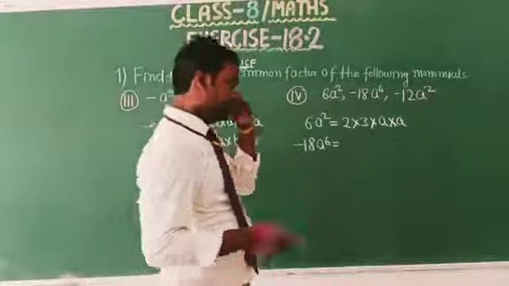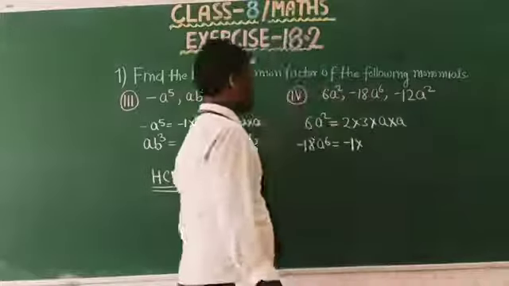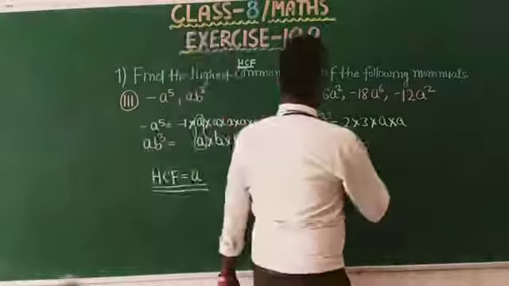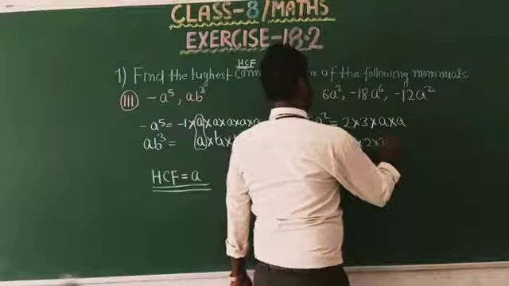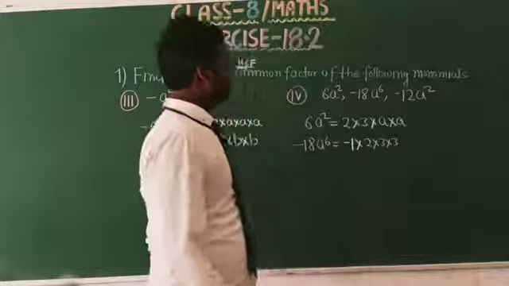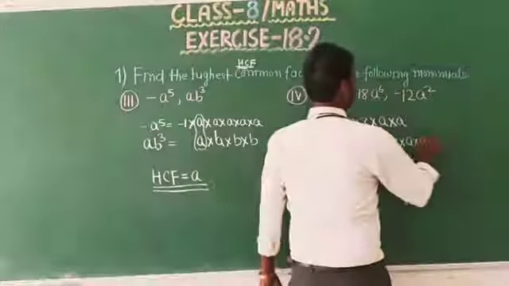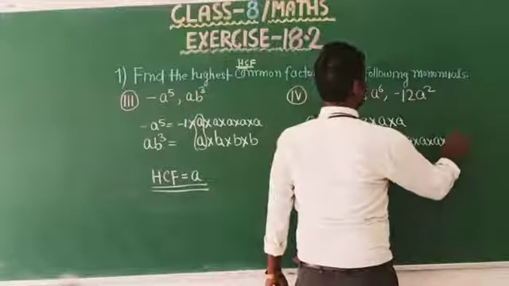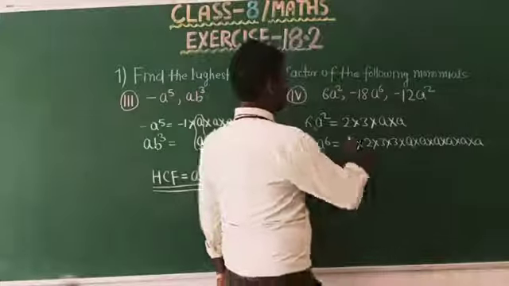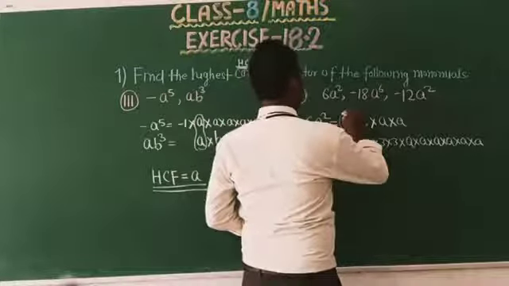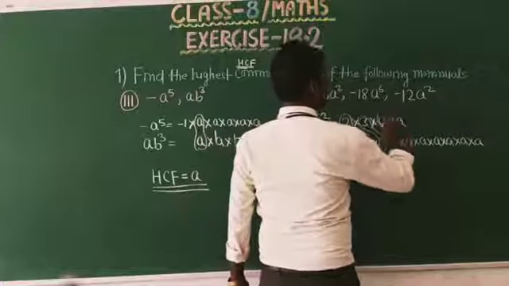Minus 18 a to the power 6 can be written as the product of minus 1 into 18, which is 2 into 3 into 3, since 2 times 3 is 6, times 3 is 18, and a to the power 6 is a into a into a into a into a into a, 6 times a. So we have common factors 3, 2 and a.